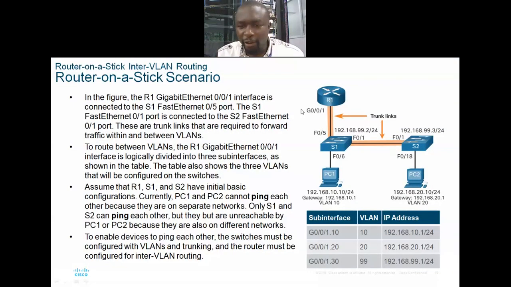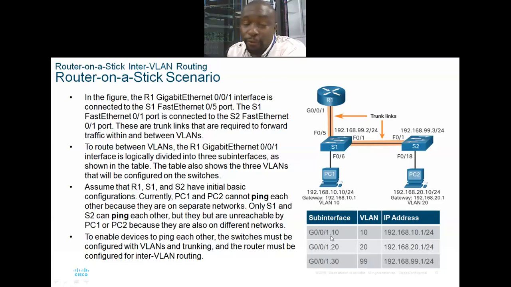All right, router on a stick scenario. This is the scenario that we have. You see, I have router 1 here, then I have switch 1, switch 2. Between these 2 switches, I have trunk links connected. Between this one and this router, I have a trunk link connected. So what we are saying here is that I can create my VLANs here. But on this particular router, on this particular physical interface G0/0/1, I can create multiple sub-interfaces. You can see it here.